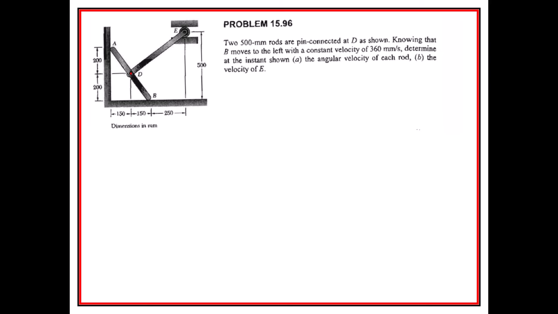Connected as shown, knowing that B moves to the left with a constant velocity of 300 millimeters per second, determine at the instant shown the angular velocity of each rod and the velocity at C. Okay. So how we want to approach this is, let's start out with the stuff that we know. So we'll make a careful sketch of the rod AB. So making a careful sketch, that's my careful sketch. As careful as I can make it right here.